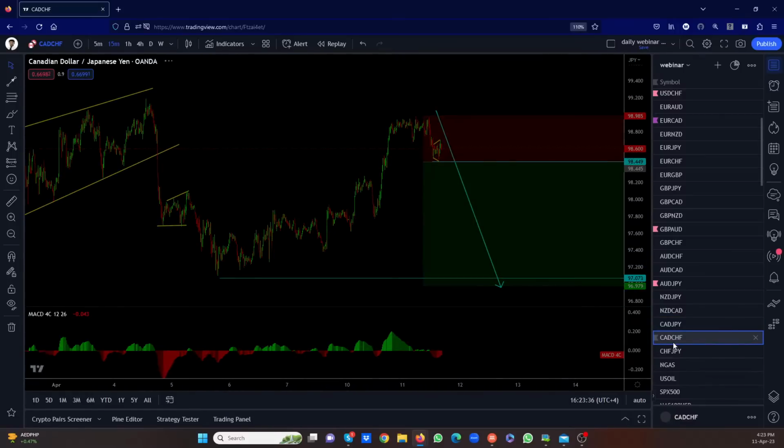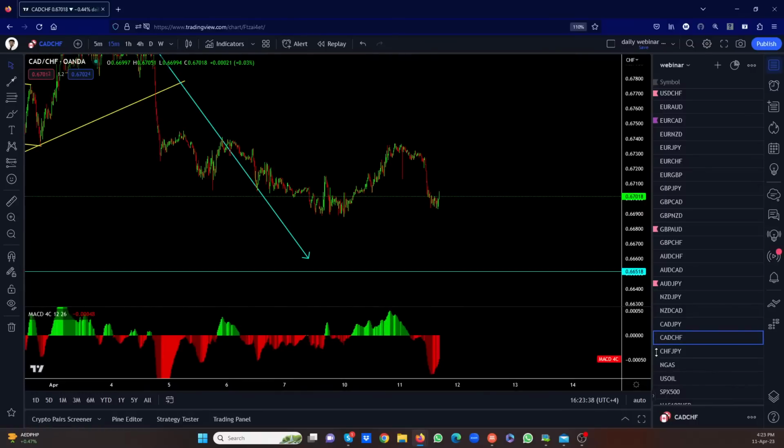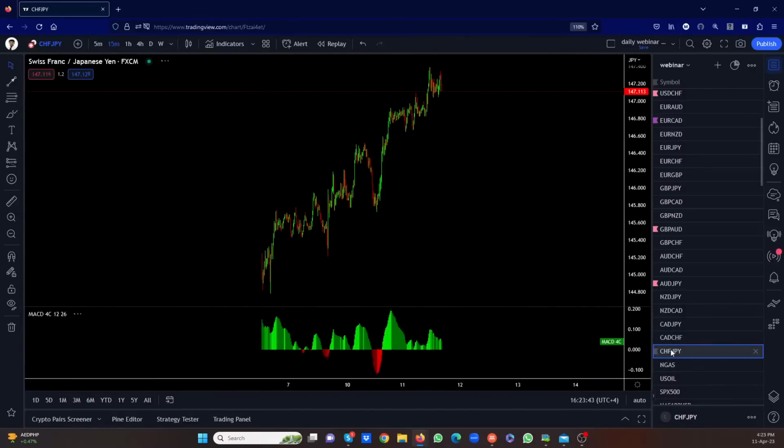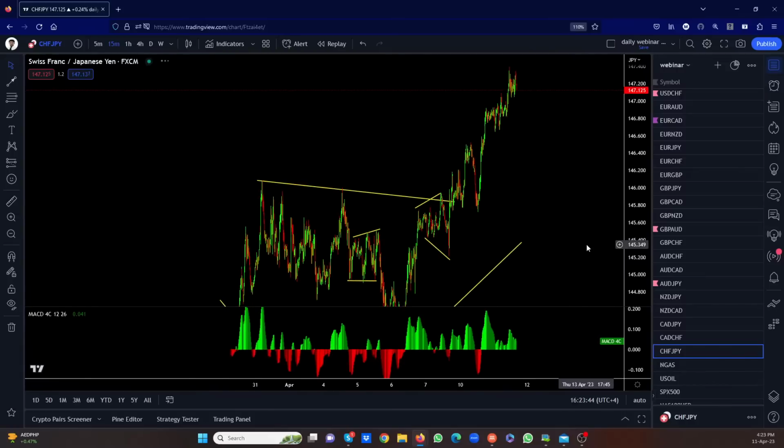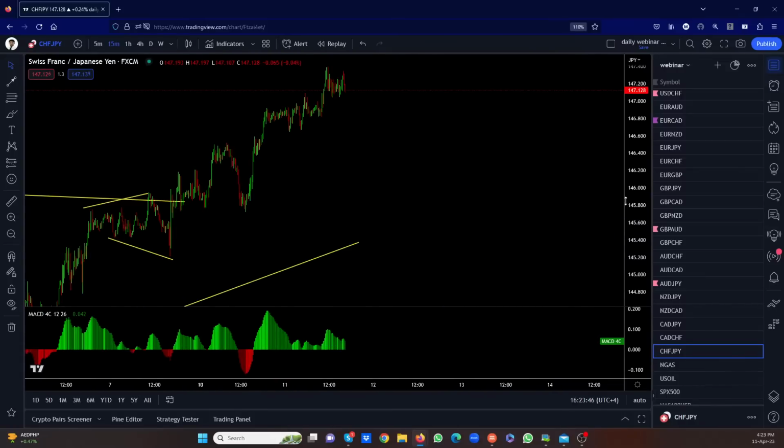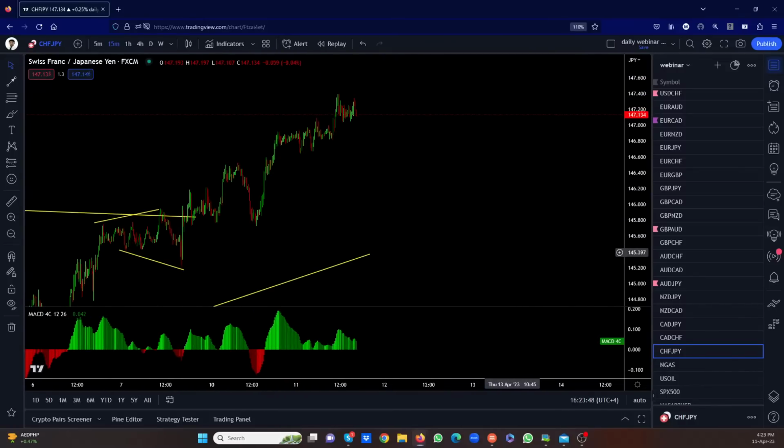CAD Swiss. Nothing. There's a flag, but we're already low, so leave it alone. Swiss yen, we're looking for a trade as well. That's at the top. We don't have it. We actually have a buy setup forming here. This has a flag for upside. See this? This could be a flat for upside. It's coming down, but that could be a flat for upside still. So we don't have a trade in it.